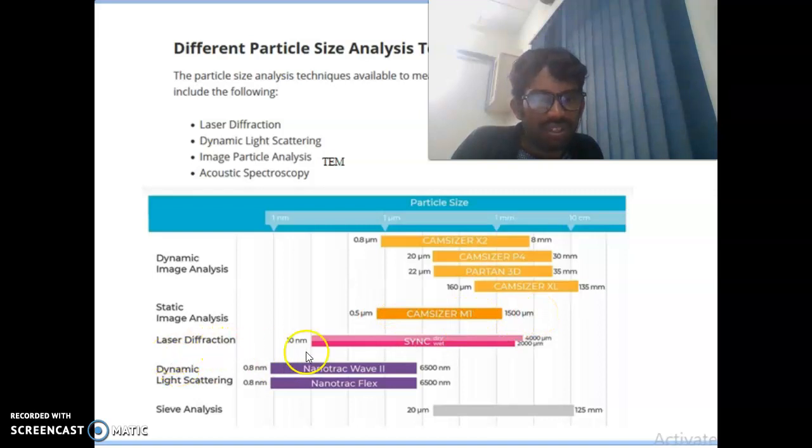Laser diffraction, 10 nanometer to 400 micrometer or 2000 nanometer. Dynamic light scattering is 0.8 nanometer to 6500 nanometer. Sieve analysis, 20 micrometer to 125 millimeter. So these are the different techniques for particle size, and what is the minimum to maximum range to measure the particle size.